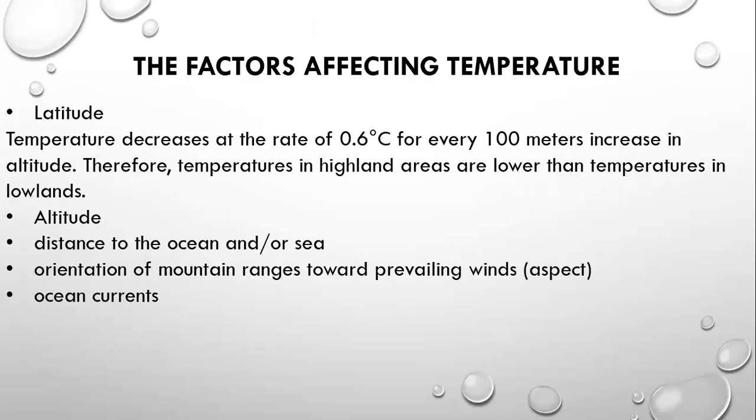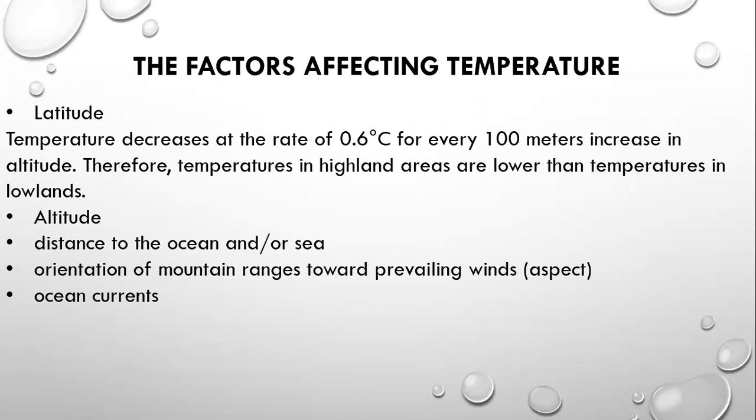Now let's see the factors that affect the temperature. Starting with the first one, that is latitude. The second one is altitude. We've seen that the temperature decreases at the rate of 0.6 degrees Celsius for every 100 meters increase in altitude. Therefore, temperatures in highland areas are lower than the temperatures in the lowlands. The third one is distance to the ocean or sea.